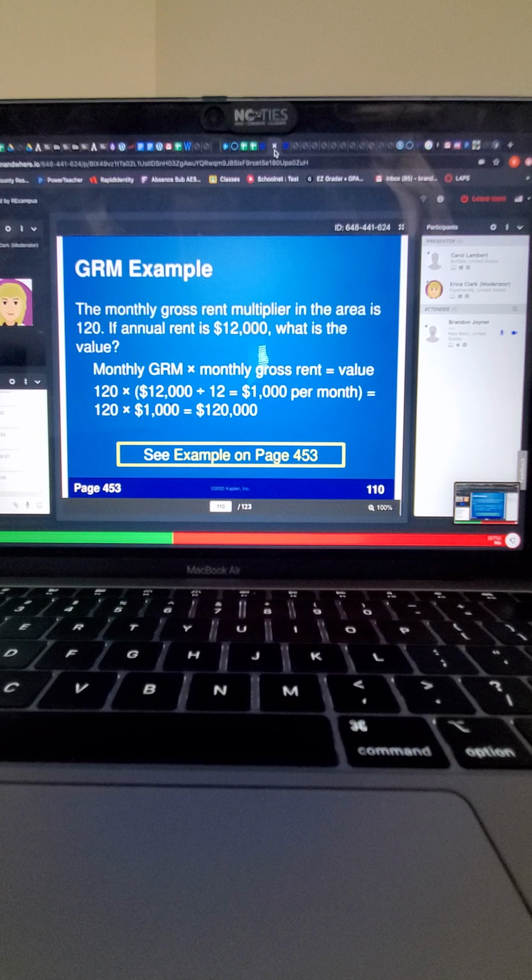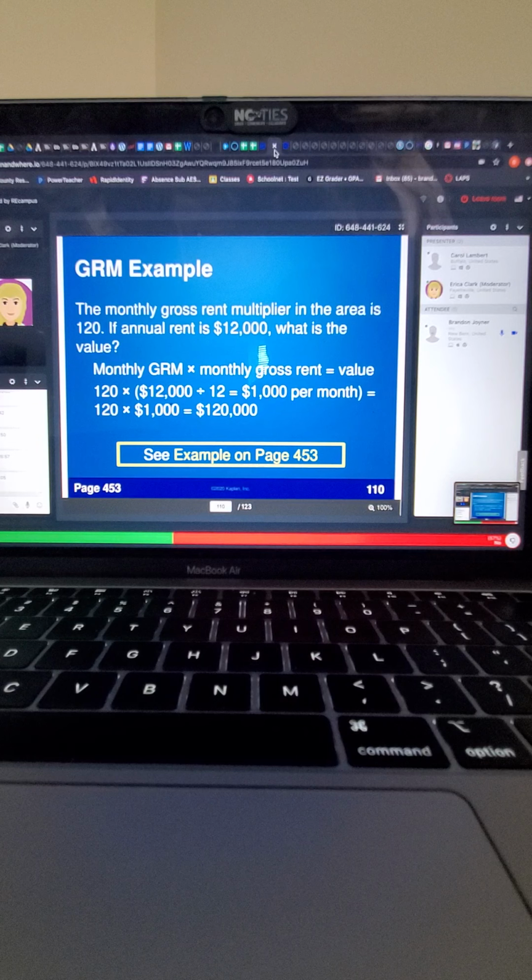Okay. So your first comp sold for $100,000 and is renting for $830 monthly. Divide 100,000 by 830, and it gives you a gross rent multiplier of 120. Then your second comp sold for $120,000, rents for $1,000 a month. So divide 120,000 by 1,000, and that gives you the 120 gross rent multiplier.